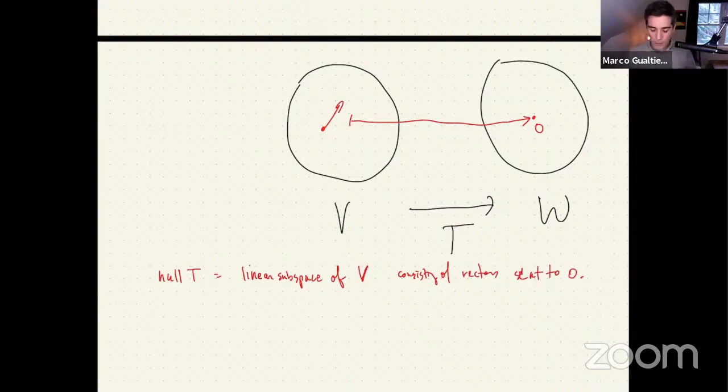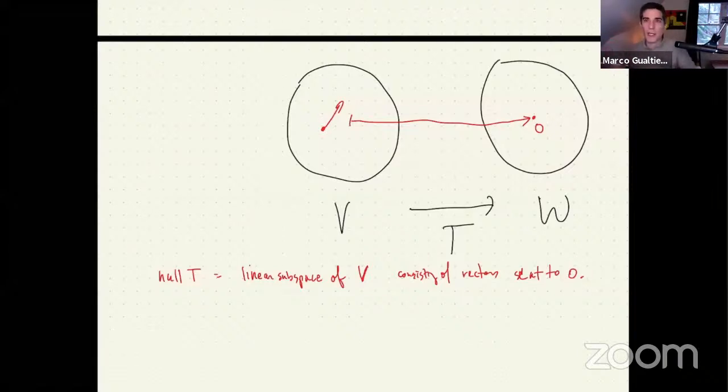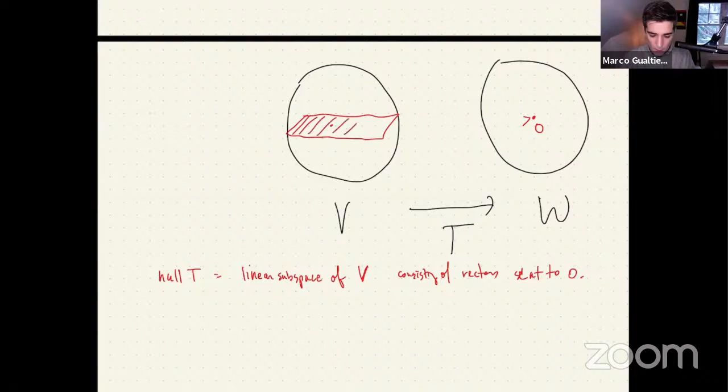Okay, so there will be a subspace. It could be just 0, or it could be the whole space, depending on T, which will be sent to 0. So it's completely collapsed. I'll draw it like this: there's going to be some subspace passing through 0. And this subspace, which I'll call null T, is going to be sent to 0.